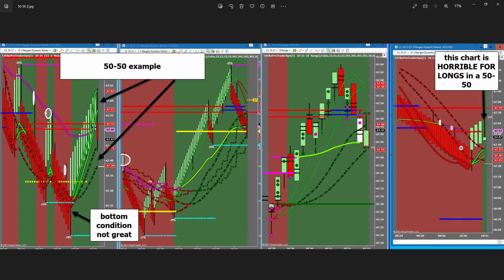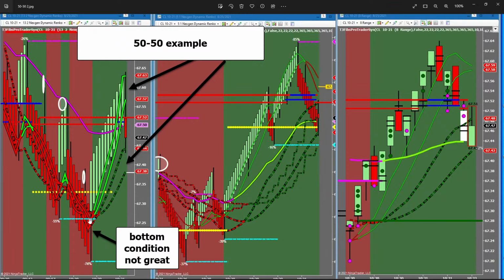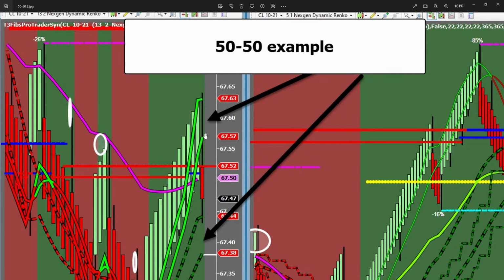Here's an example of a 50-50 that causes a lot of issues. Just for grins and giggles, the prevailing trend on the 13.2 chart is down. Can we agree with that? The prevailing trend is down. So when we get a 50-50, meaning small triggers above and large triggers below, the prevailing trend has a lot to do with what might happen next.